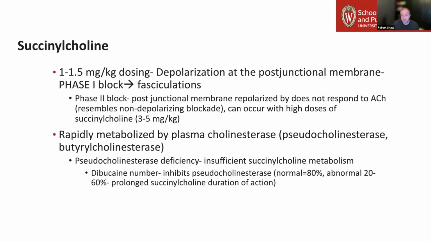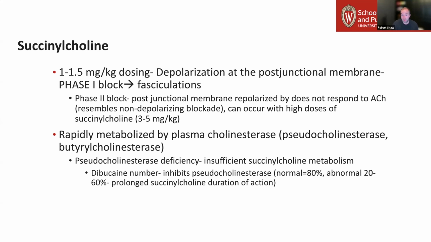Benefits of succinylcholine: it's rapidly metabolized by plasma cholinesterase. It can be called plasma cholinesterase, pseudocholinesterase, or butyrylcholinesterase. All the terms mean the exact same thing. Typically within about a minute we see onset, and we see offset very rapidly after, especially with a single dose of that 1 to 1.5 milligrams per kilogram.